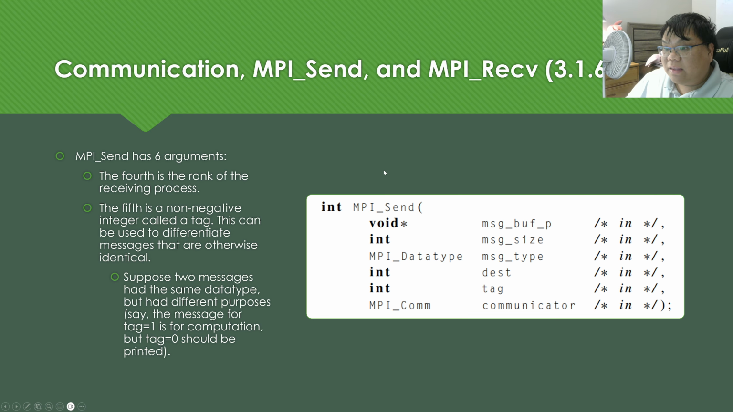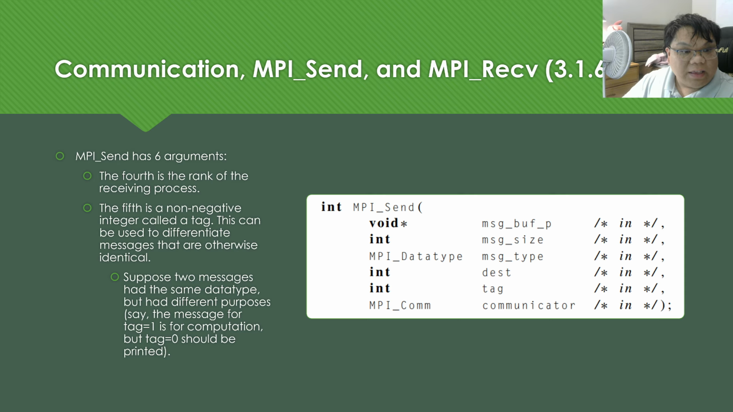The fourth argument is the rank of the receiving process. So if we are sending to process 0, that means that fourth argument must also be 0. It's like how you would write a message and literally put the address of whoever's going to be getting the message. If you don't put an address, the post office is not gonna know where to send it. They might even return it back to you.